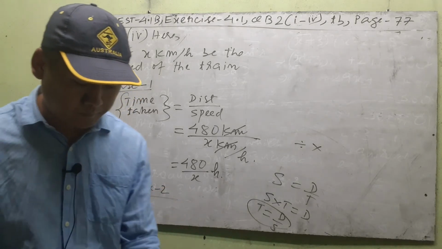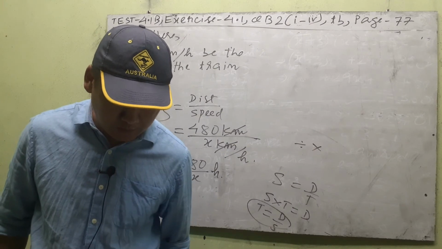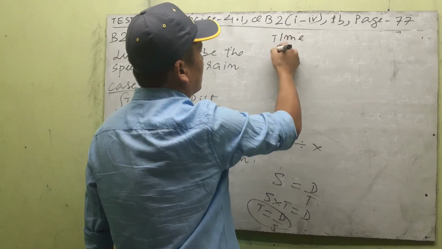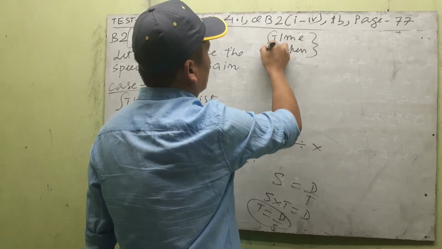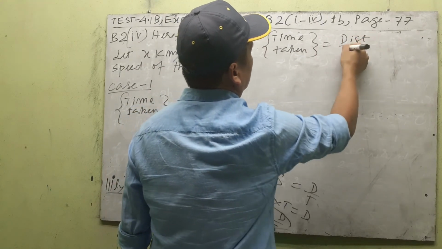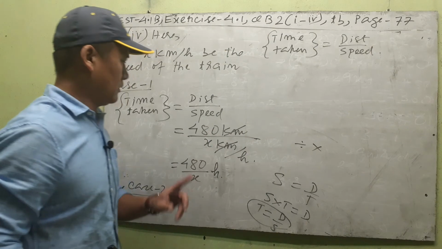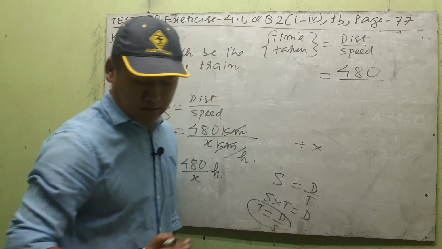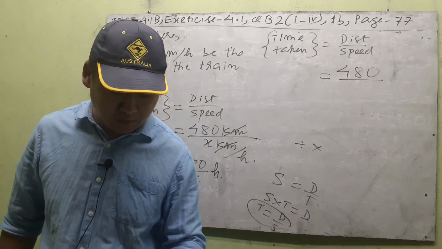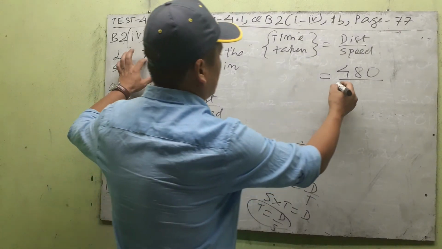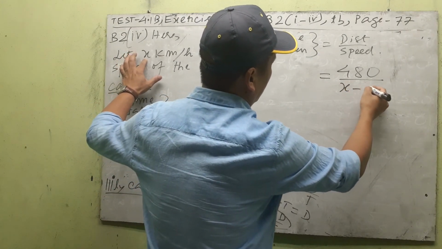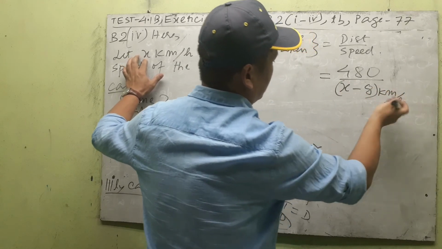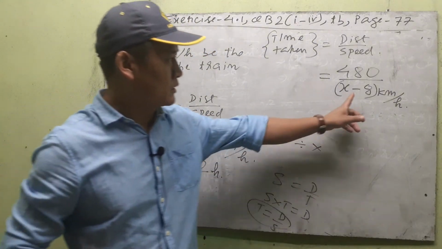In case 2, if the speed had been 8 km less, same formula again. Time taken in the second case is distance by speed. Distance has not changed, but the speed is decreased. The normal speed is x, the actual speed. If it was 8 km slower, it means x minus 8 in brackets. So this is the speed of the train in case 2.